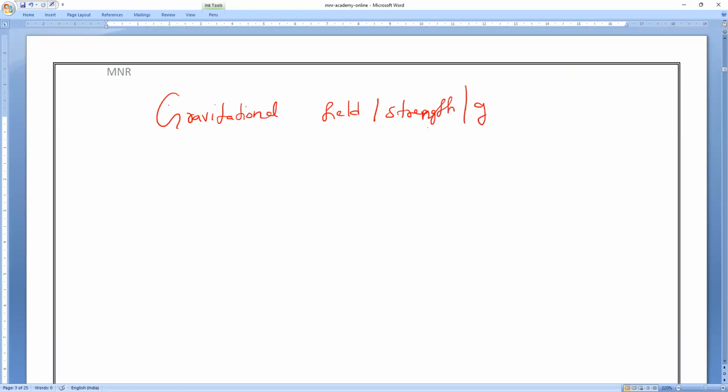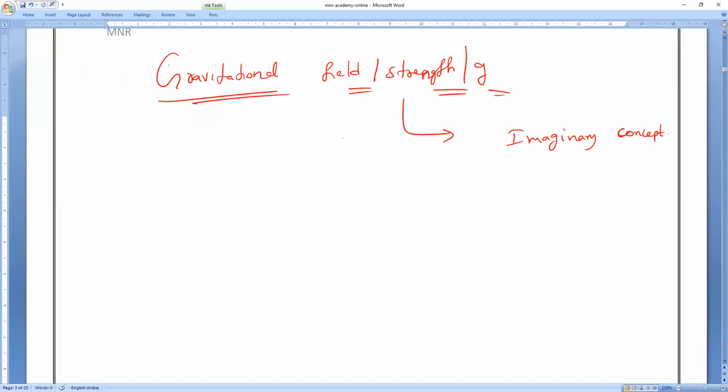Gravitational field or strength, or g. We all know g means what? Acceleration due to gravity. So that's what it is. Imagine, first of all I'm saying it is an imaginary concept. You have to imagine, experience virtually, visualize this concept in your mind, then only you can understand it. So remember, everybody.